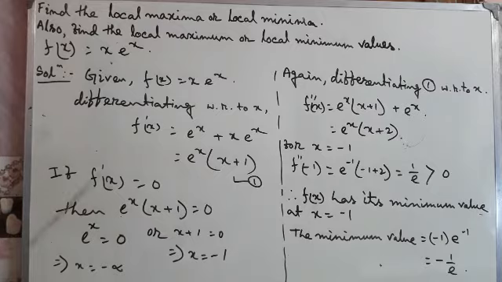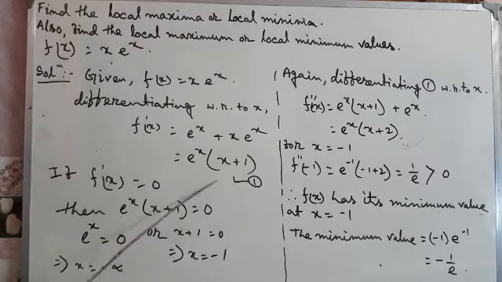Now if f dash x is equal to 0, then this expression is equal to 0. Either e to the power x is equal to 0, from which we get x is equal to minus infinity, or x plus 1 is equal to 0. From this we will get x is equal to minus 1.